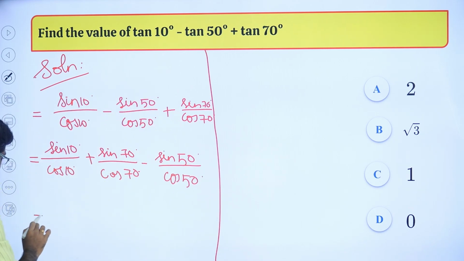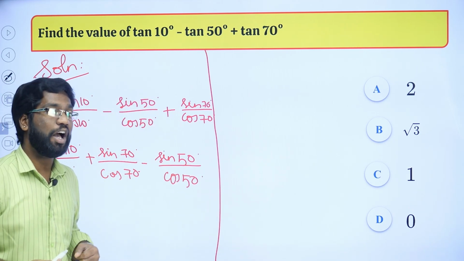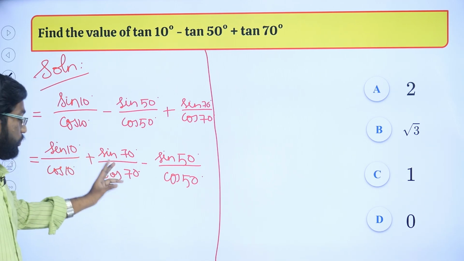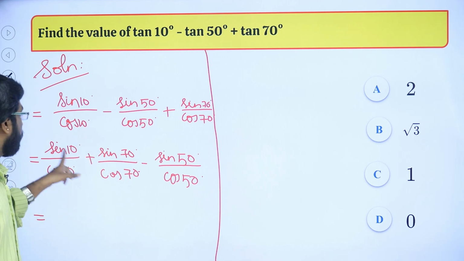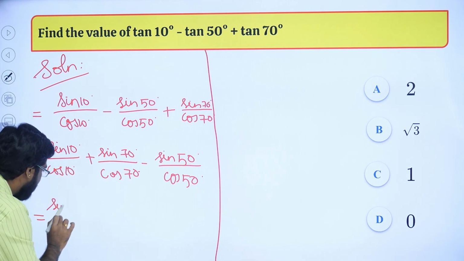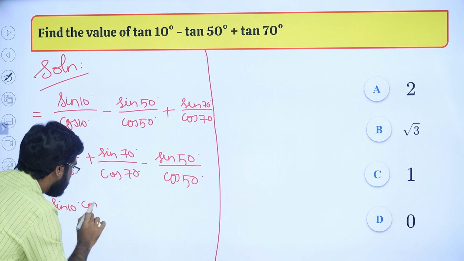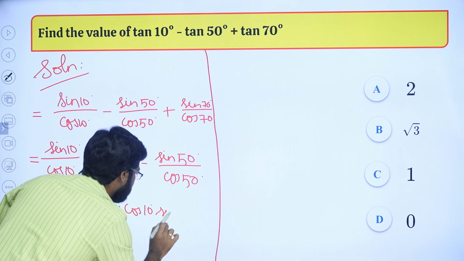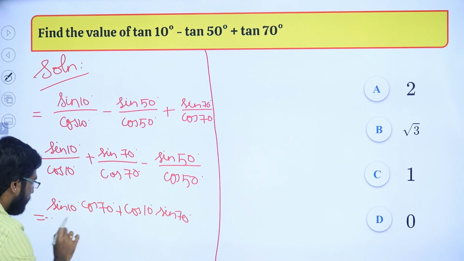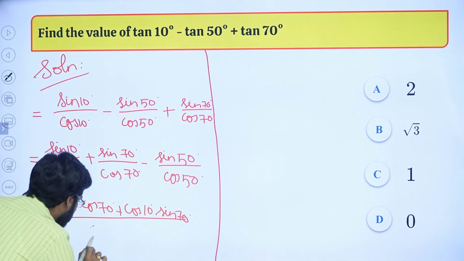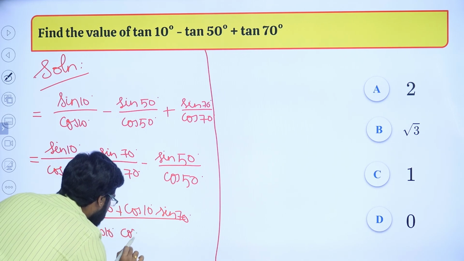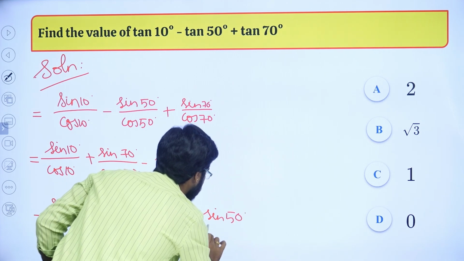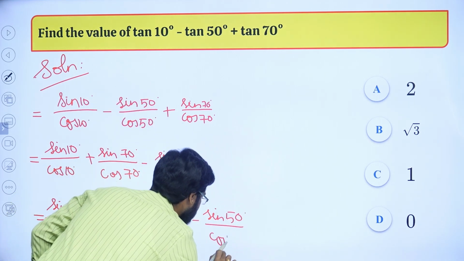Now what do we have to do? Now we have to do one very important thing: sine 10 degree over cos 10 degree, like this they have given. Now we are going to do cross multiplication for these terms. So what value will I get? Sine 10 degree cos 70 degree plus cos 10 degree sine 70 degree divided by cos 10 into cos 70, minus sine 50 divided by cos 50 degree.